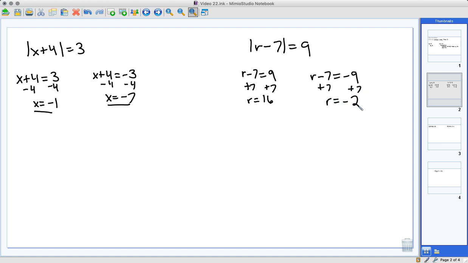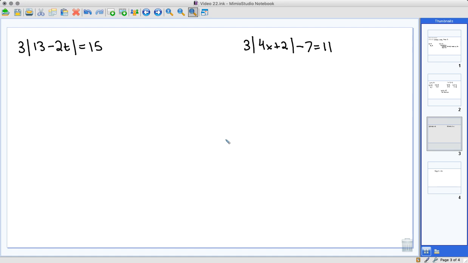R is negative 2. Now, when we talk about those negatives, what if I had absolute value of x plus 2 is equal to negative 5? This is a no solution, again, because my absolute value is equal to a negative number. Can't have a negative distance. All right, so these are the same thing. We just want to get the absolute value by itself first before we create our two equations.